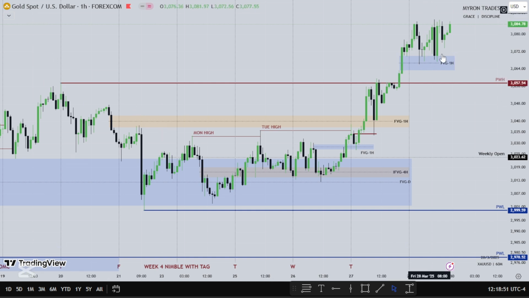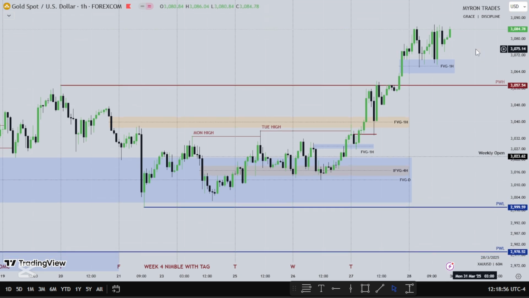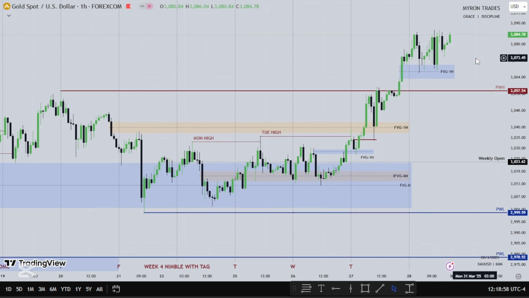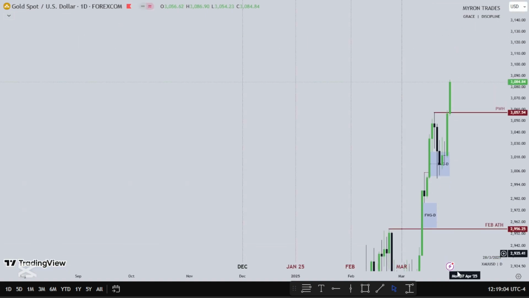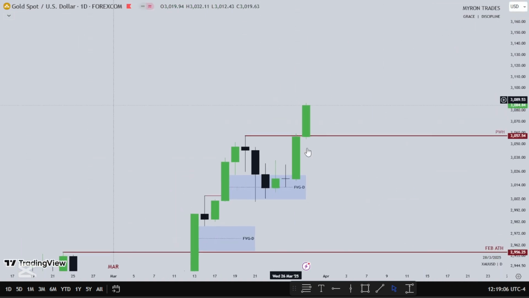Look at Friday, consolidated. So what am I expecting for gold? Gold is extremely bullish. Higher prices on gold. Retracement to go to this fair value gap, something I might watch out for in the new week.